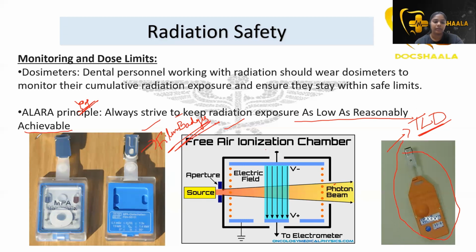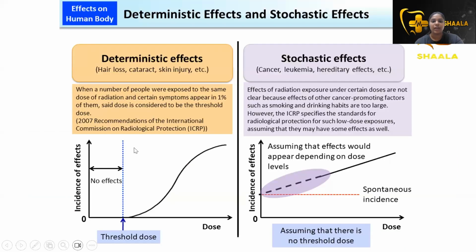Okay, then coming to the effects that the human body will have because of this scattered radiation. There are two types of effects: one is the deterministic effect, the other is the stochastic effect. So what is deterministic and what is stochastic? Deterministic is when a number of people are exposed to the same dose of radiation and certain symptoms appear in only a few of them. That set dose is considered the threshold dose.